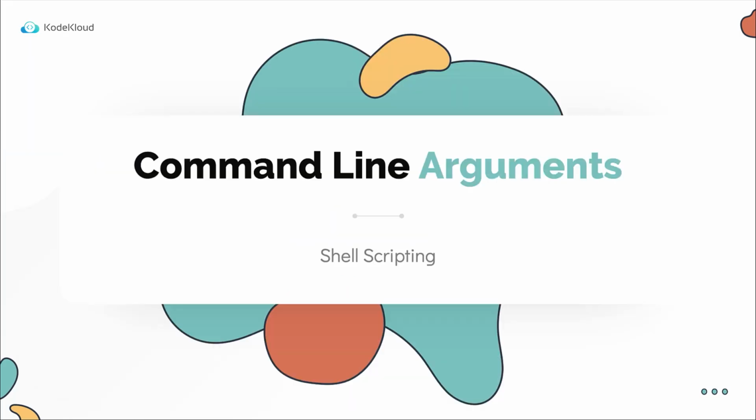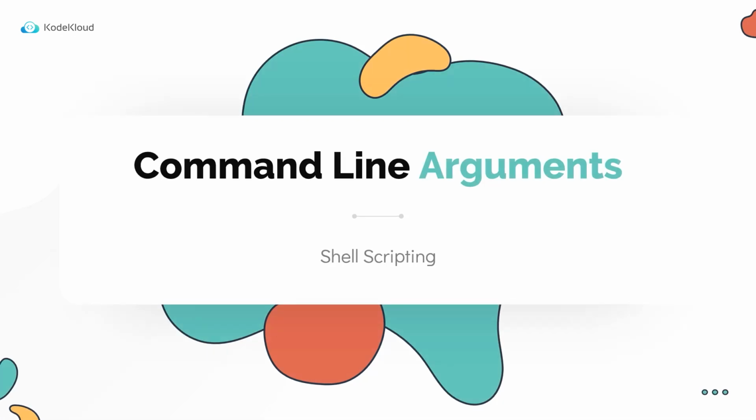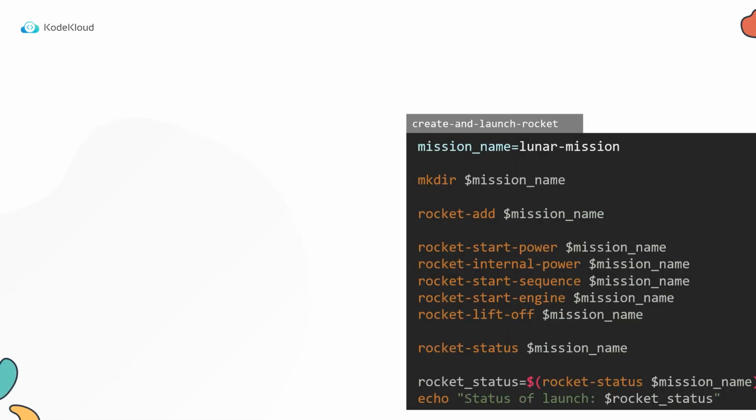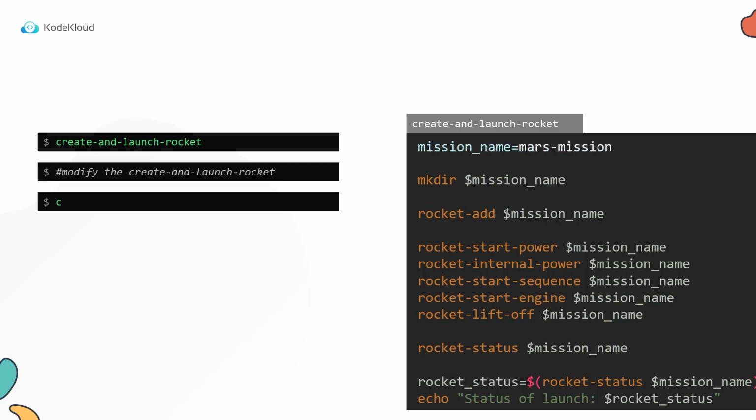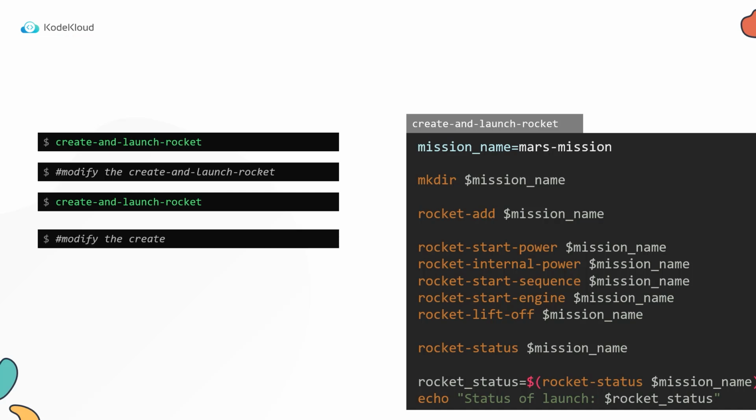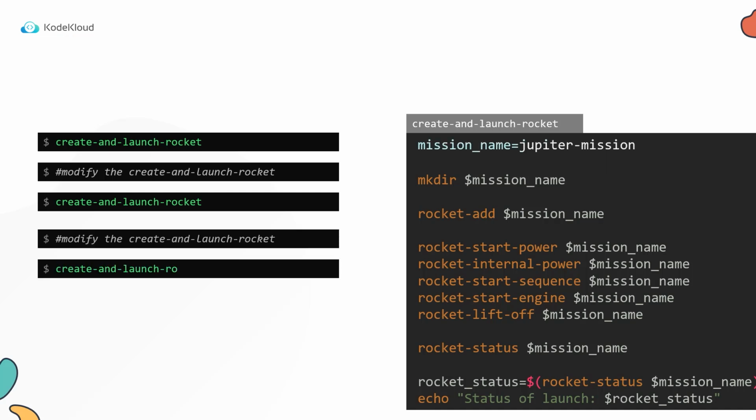Let us now look at command line arguments in shell scripts. Our script is now easy enough to be used for different missions. In its current state, we can execute the script to create and launch a rocket for a mission. For a new mission, we modify the script to update the new project name and then run the script to create and launch a rocket for that mission. We repeat the steps for each new mission.